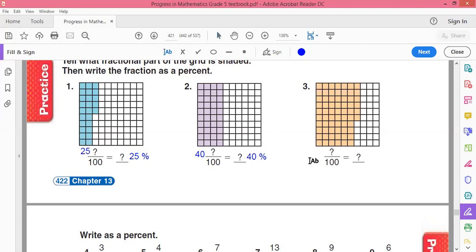Now, Abdul Mohsin, question number 3. Yes, teacher. Question number 3. 65. No. 66. Very good. 66. Okay, and here 66%. Clear? Yes. Okay.